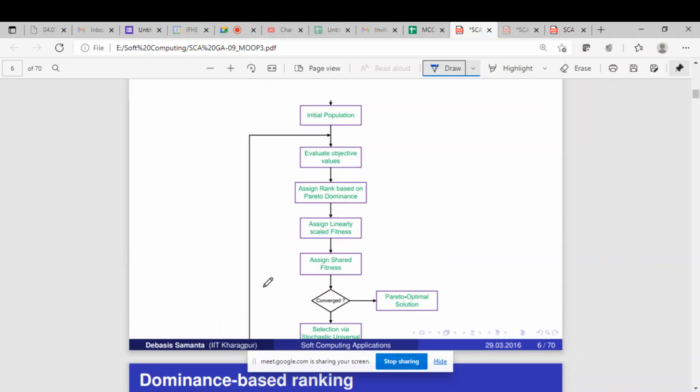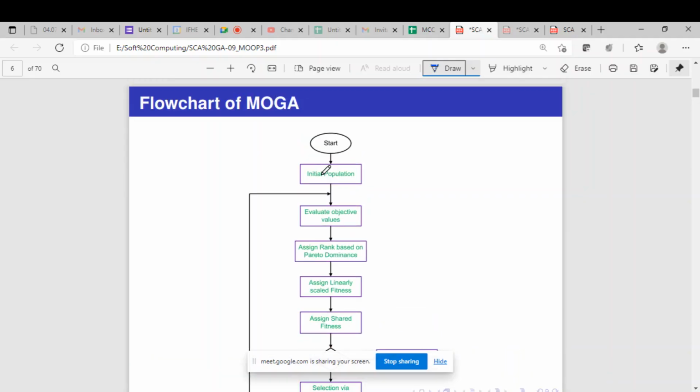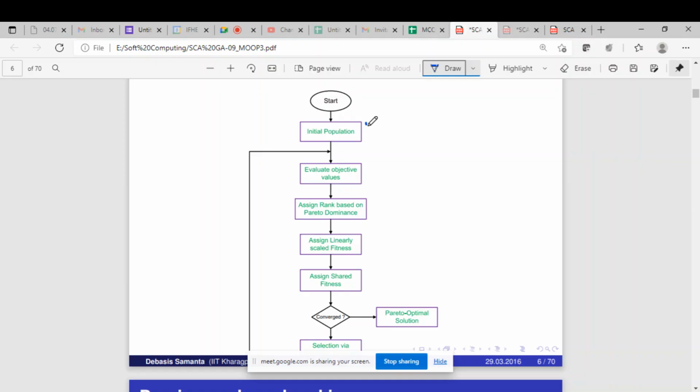So this is the flow diagram corresponding to MOGA. It is very similar to the normal genetic algorithm flow diagram with a little modification, including ordering and linearization or scaling. It starts with the initial population and evaluates the fitness score of the individuals, and then it assigns rank. Rank is assigned to the individual based on their Pareto dominance. How this rank is done, we'll discuss with an example.